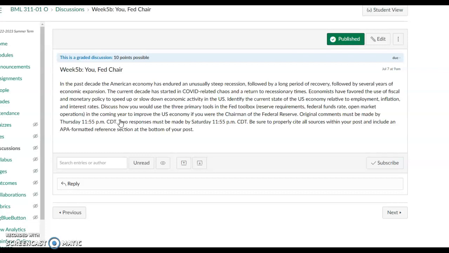So economists have favored the use of fiscal as well as monetary policy to speed up or slow down the economic activity. And the U.S. has identified the current state of the U.S. economy relative to employment, inflation, and interest rates. So pretty much discuss how you would use 3 primary tools: the reserve requirements, the federal funds rate, as well as the open market operations to improve the U.S. economy. That's if you happen to be the chairman of the Federal Reserve.